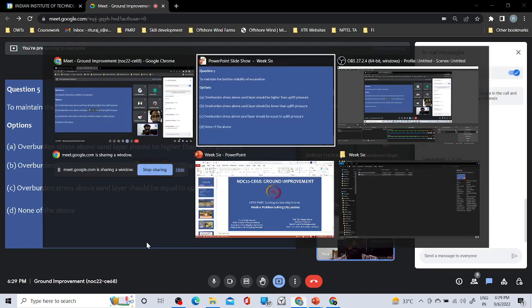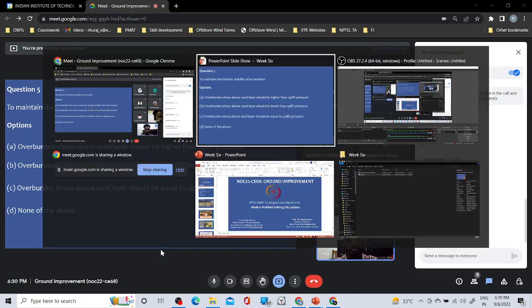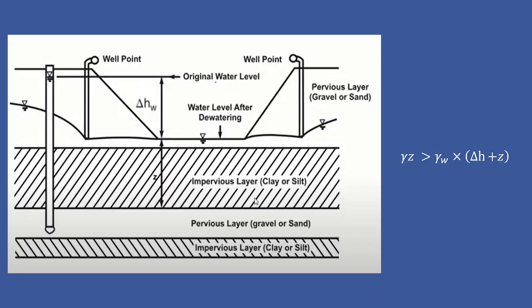So yeah, let's have a discussion on it. Yeah, it is a minimum requirement. So let's see the figure, then it will be a better discussion. So yeah, overburden stress above the sand layer should be higher than the uplift pressure. So why is it so? This is the typical cross section of a ground.